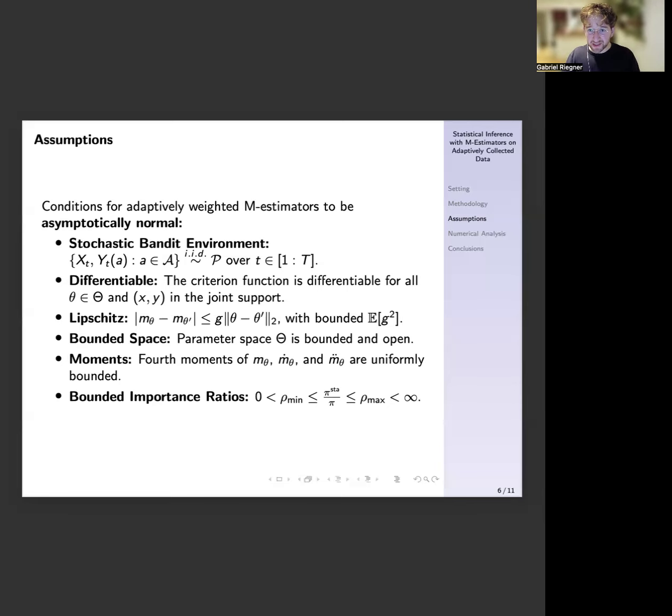Then we have that the parameter space needs to be bounded and open. And the criterion function and its derivatives are assumed to have bounded moments up to a certain order. This ensures stability of the estimator. And lastly, the ratio between the stabilizing policy and adaptive policy needs to be bounded. So this assumption is crucial for controlling the influence of individual observations and preventing any extreme weights that could throw off or destabilize this estimator.